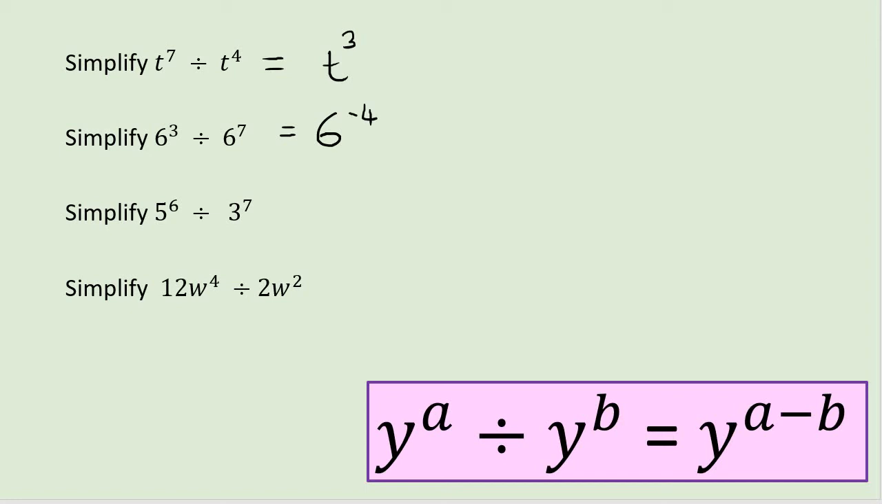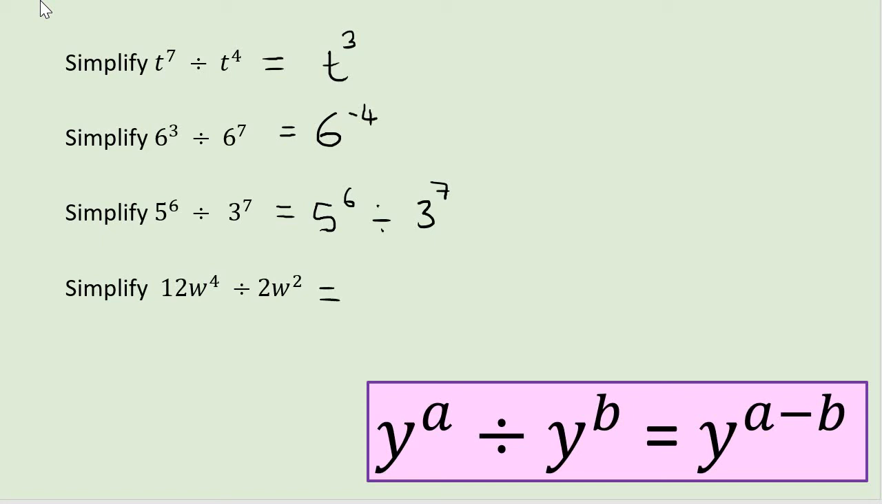5 to the 6 divided by 3 to the 7. Now, I wonder if any of you tried to use this rule and came out with something like 5 to the minus 1 or 3 to the minus 1. You can't do this. These have not got the same base. So this was a trick question, a little sneaky question in here to see if you'd notice. But these have a different base, so you can't apply this rule here. So when it says simplify 5 to the 6 divided by 3 to the 7, you can't simplify it any further, so you can just write it again, 5 to the 6 divided by 3 to the 7.